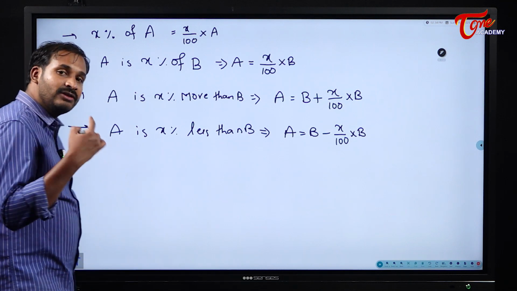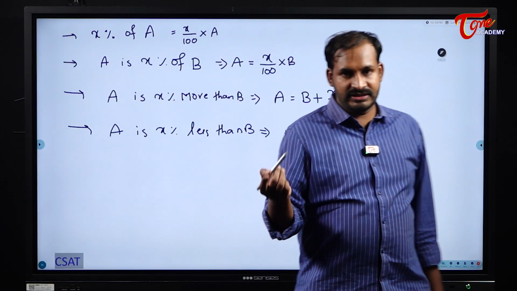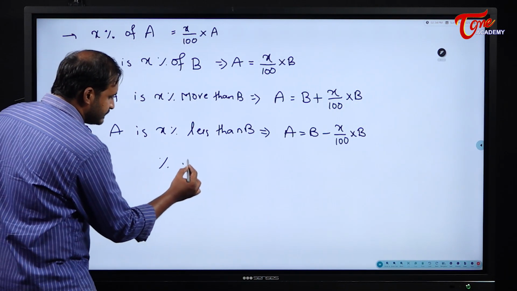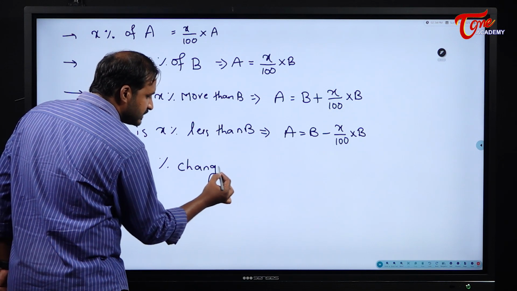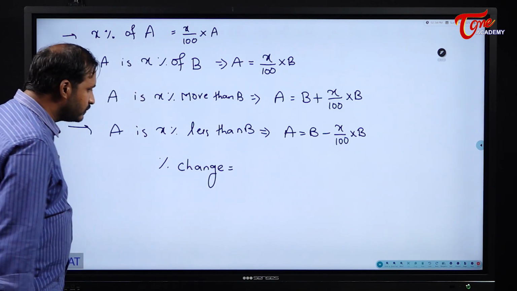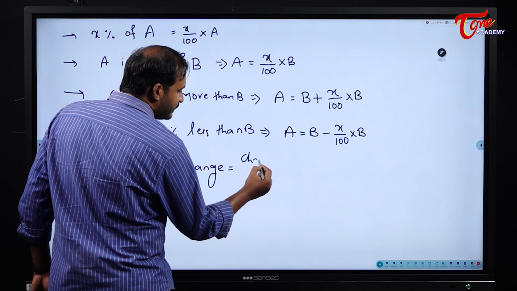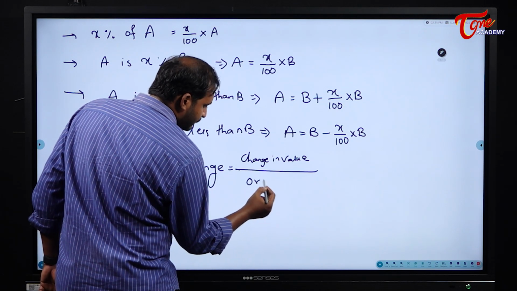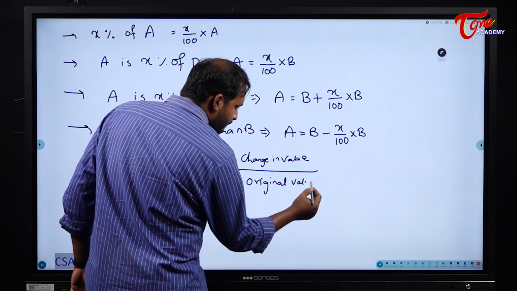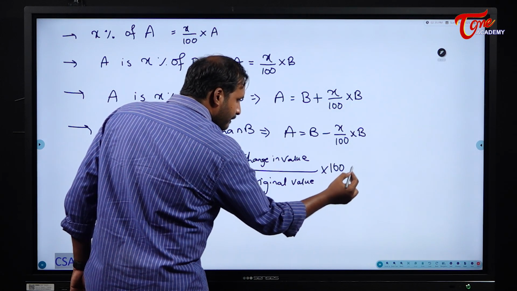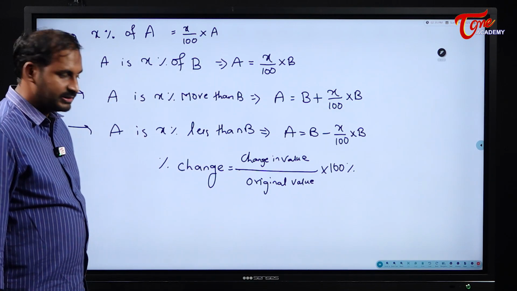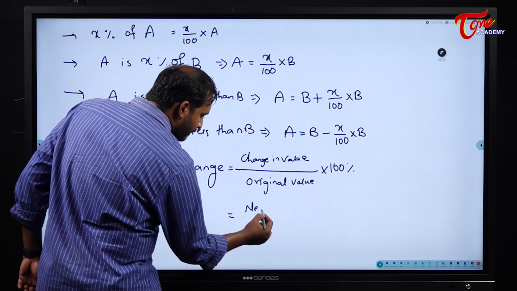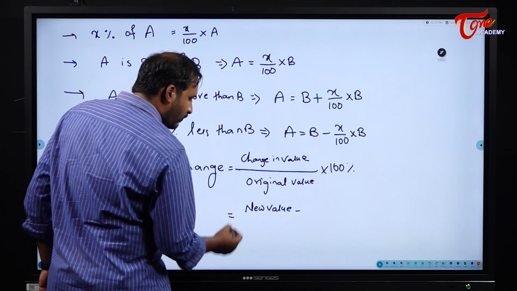Next, if any value is changed, how will you find the percentage of change? This is also very, very important for us. Percentage of change is equal to change in value by original value into 100%. Or else, in other words, how will you write the change in value? New value minus original value, and we will put a mod.